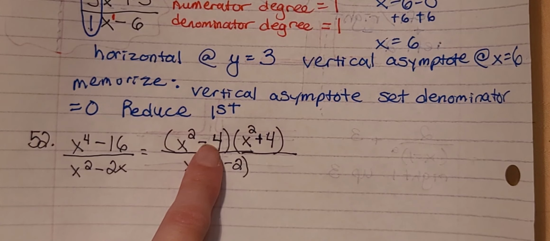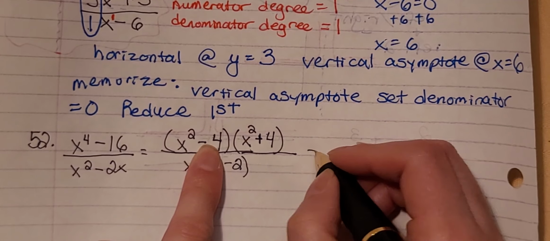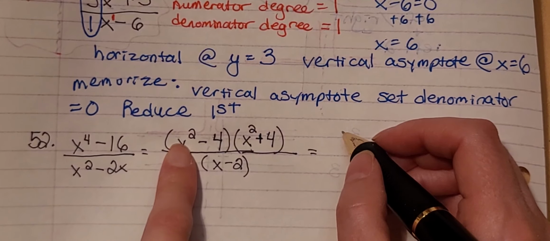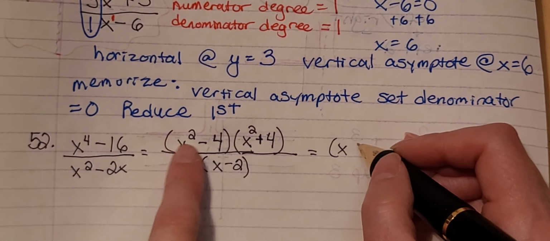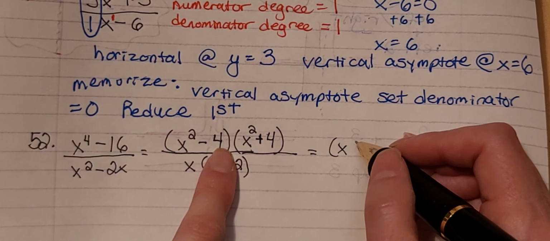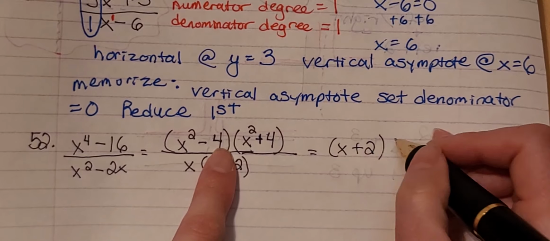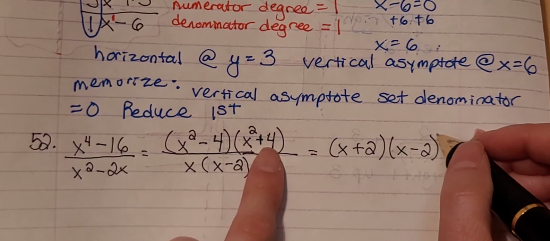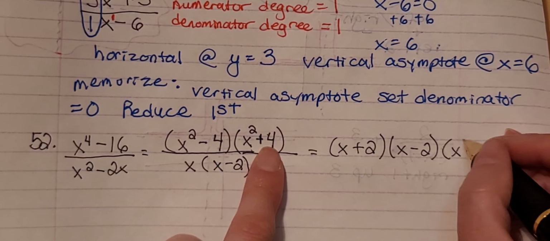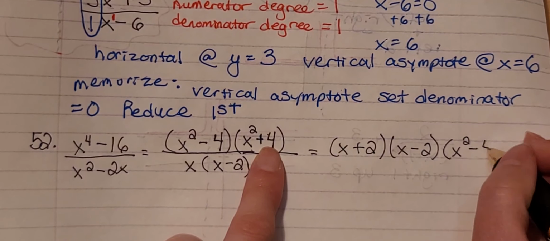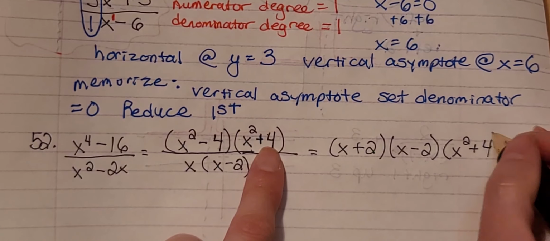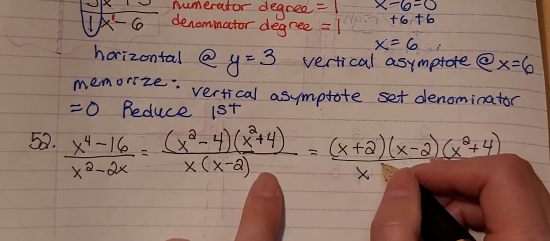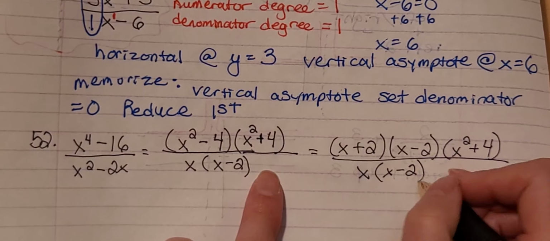you can reduce that even farther. So the square root of x squared would be x. The square root of 4 would be 2. And then one gets a plus and one gets a minus. This one will not factor. It's just going to carry back over. Oh, that's a plus. Okay, denominator is going to carry down.